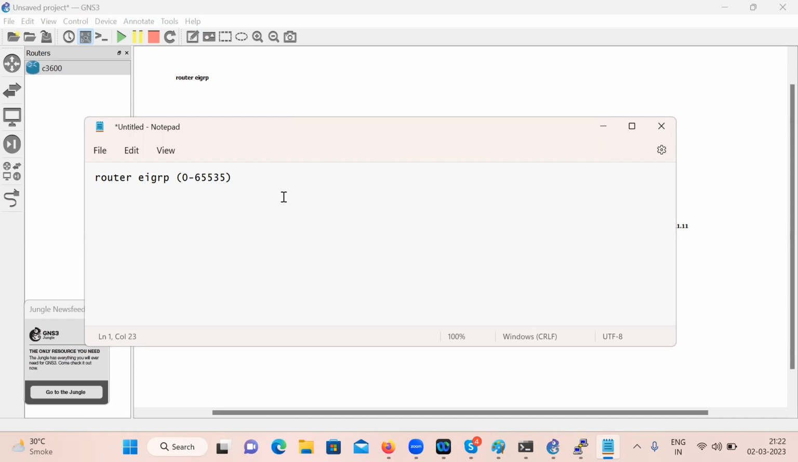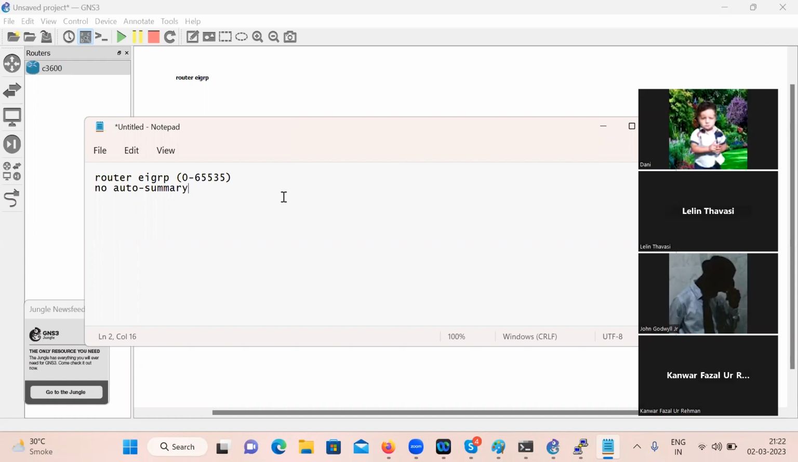Then you have to type no auto summary. EIGRP, by default, also does auto summarization. So to stop the auto summarization forcefully, we have to use the command no auto summary. Then you have to advertise your own connected networks. Whichever networks you want to advertise to your neighbor router, you have to advertise one by one.